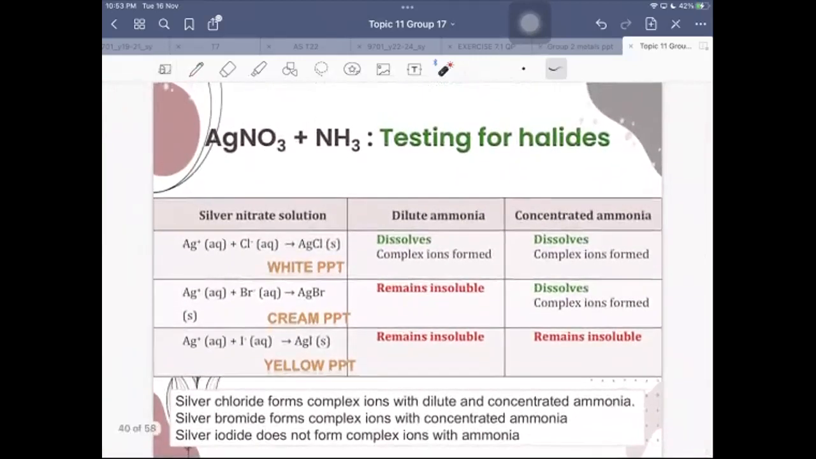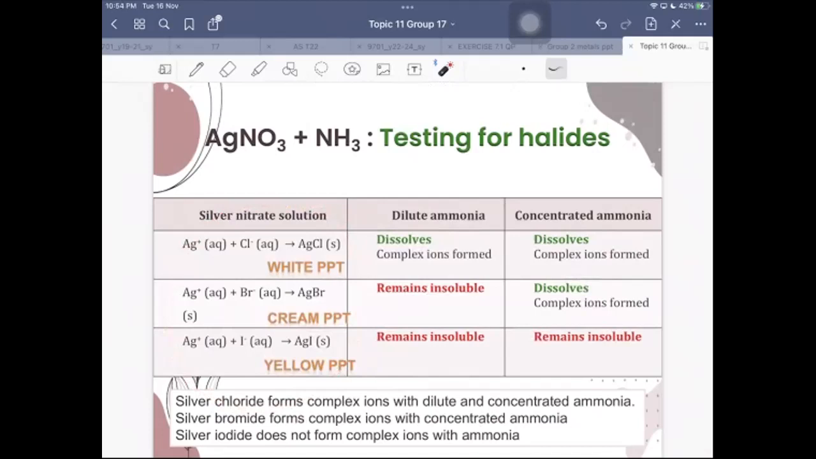Okay, so this table is showing you what happens. I think, yes, you have this in your notes, okay? So the equation of the formation of the precipitate is given to you here, as well as the observation. So when adding ammonia, it depends on the type of ammonia you're adding. Are you adding dilute ammonia or are you adding concentrated ammonia?